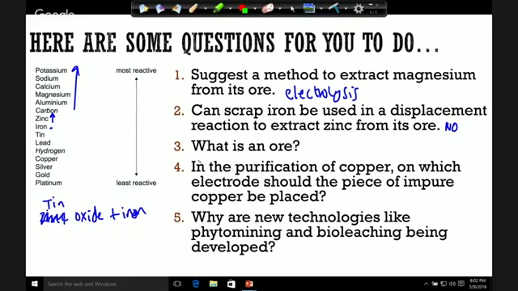Question 3, what is an ore? Hopefully you remembered that from right back at the beginning when we were talking about extraction of metals. An ore is a rock that contains enough metal to make money, that would be fine, or the phrase that they like is for it to be economically viable.